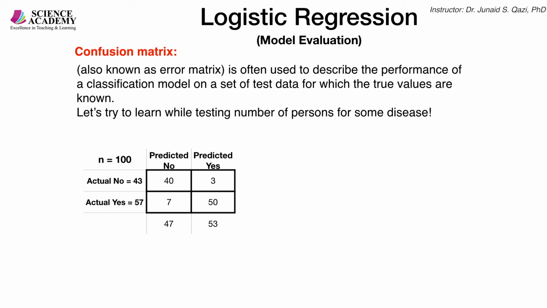Our model is predicting 40 cases out of 43 as no, which is correct, and 3 out of 43 as yes, which is not correct. In case of yes, our model is predicting 50 cases out of 57 as yes, which is a correct prediction, and for 7 cases out of 57, our model is predicting no, where they are yes. This is a wrong prediction. So to understand these numbers, we need to define some basic terminology.